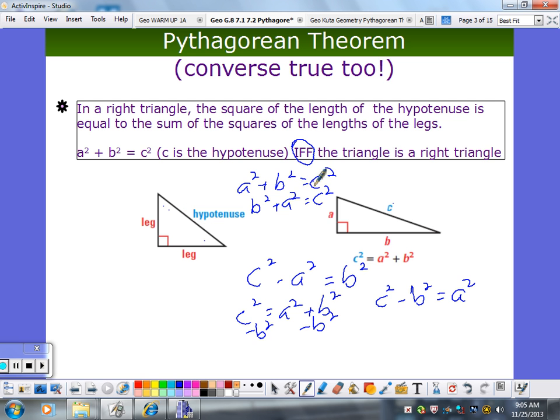Now what if I want to know c? What if I have a value for each of these? How do I find c? So let's start with it looking like this. What if I just want, what's c? Yeah?